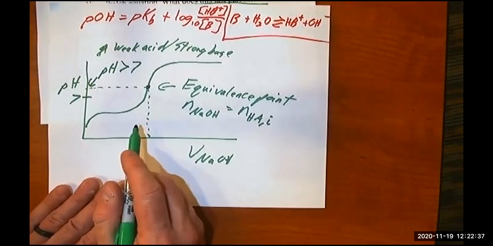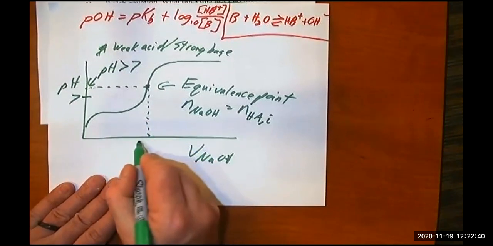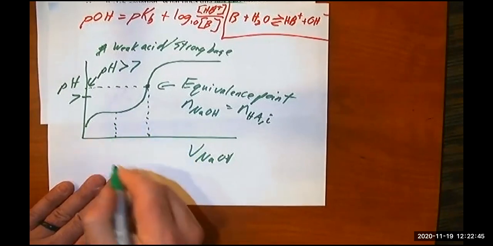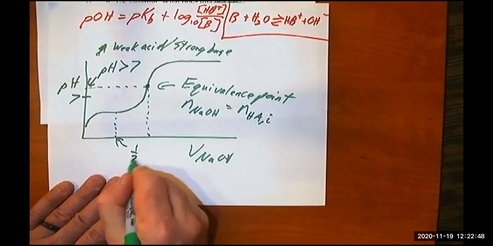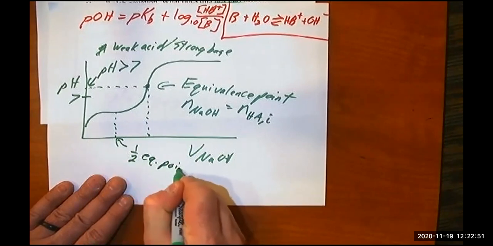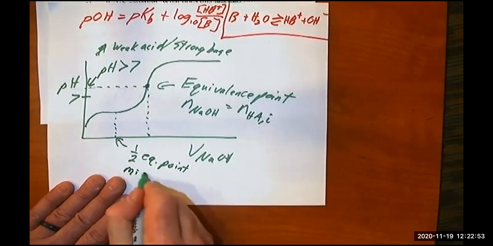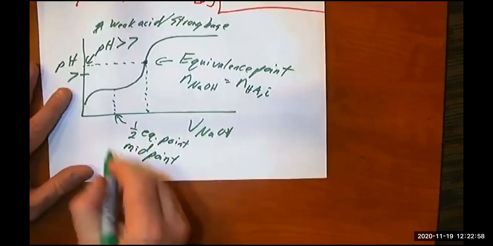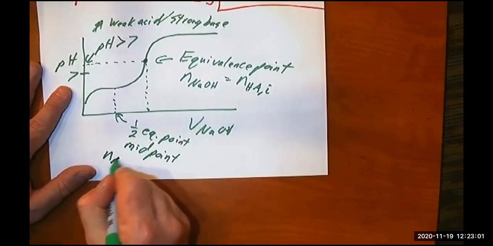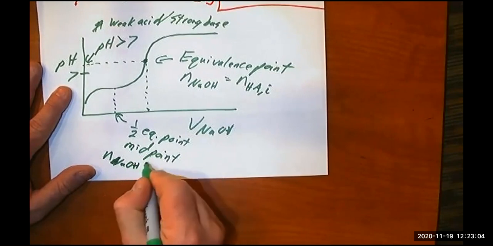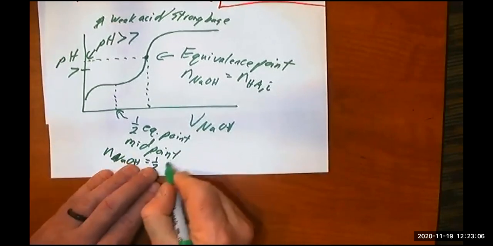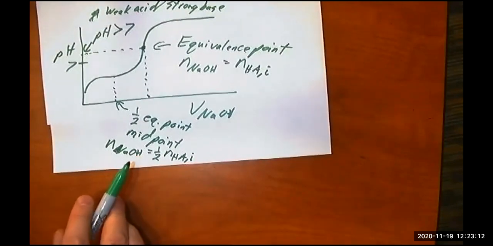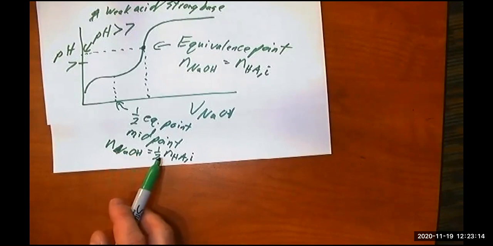The half equivalence point, which means that we have added... so here we have the half equivalence point, which is also known as the midpoint. And that is the point where the amount of sodium hydroxide that has been added equals half of the initial HA. And let's think about what that means.